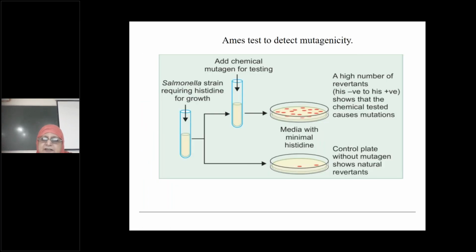Now we have also seen how to test for mutagenicity, which is through the Ames test, because here they use a Salmonella strain where the histidine gene is mutated. So in order to grow, it requires histidine. It is grown in a medium containing histidine, and chemical mutagens are also added to the mix. This strain is very sensitive to these chemical mutagens. So the number of colonies that grow shows the number of mutations. The more colonies that grow, the more mutations there are.